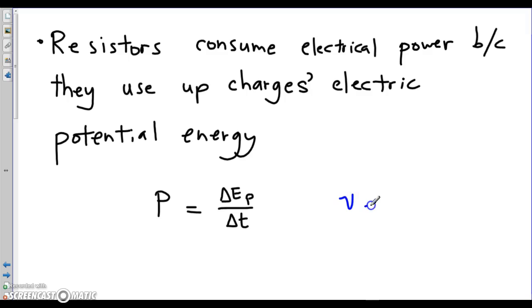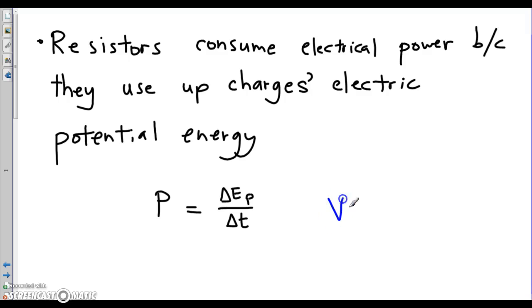For example, velocity is the rate at which, 1 over delta T, the rate at which position changes. And acceleration is also a rate. It is the rate, 1 over delta T, at which velocity changes. So power then is just the rate, 1 over delta T, at which the potential energy changes.